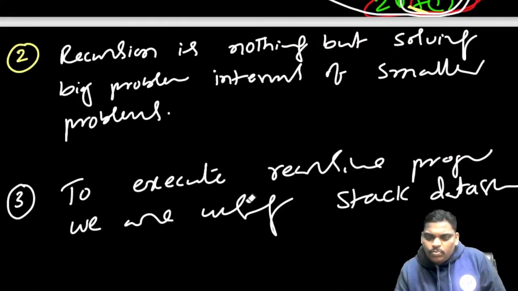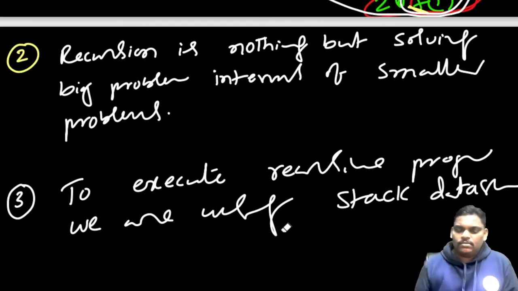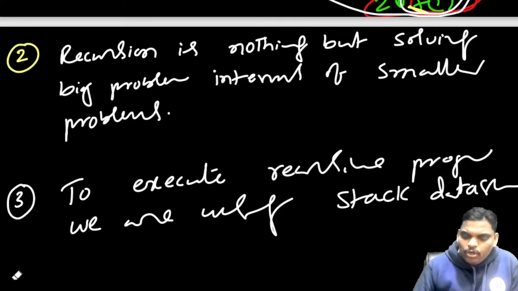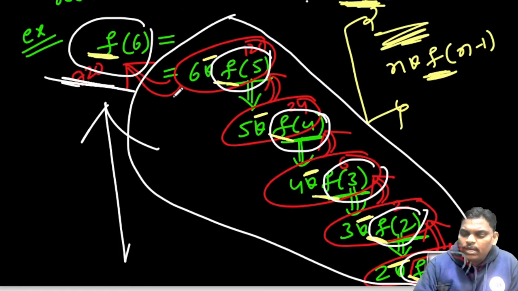To execute a recursive program, we are using the stack data structure. Be careful, one more important thing. If you observe this program clearly, F6 is calling F5, F5 calling F4, F4 calling F3, F3 calling F2, F2 calling F1. Remember, this green color is called calling.